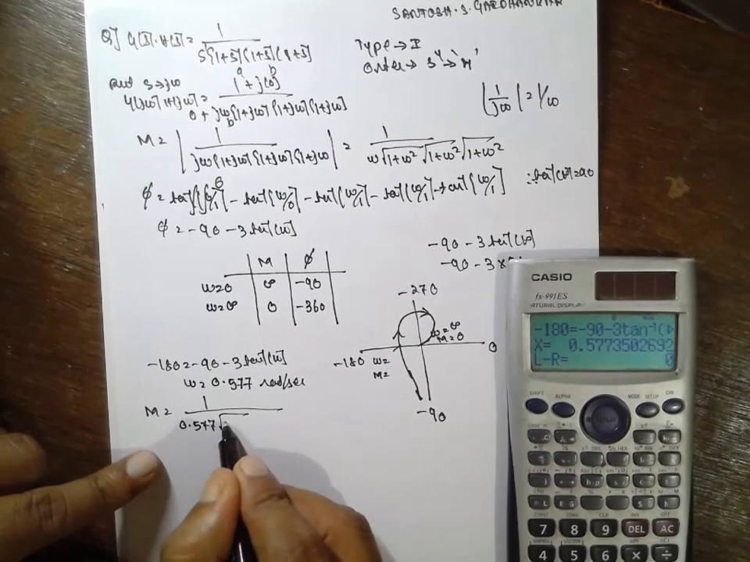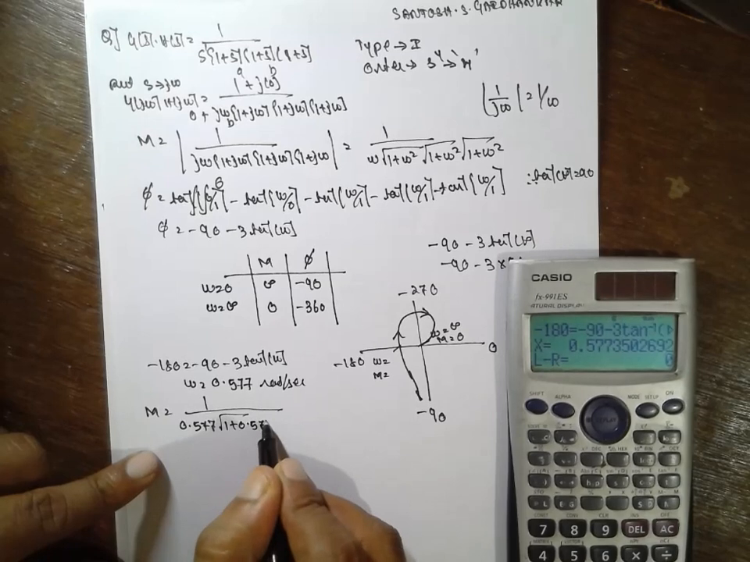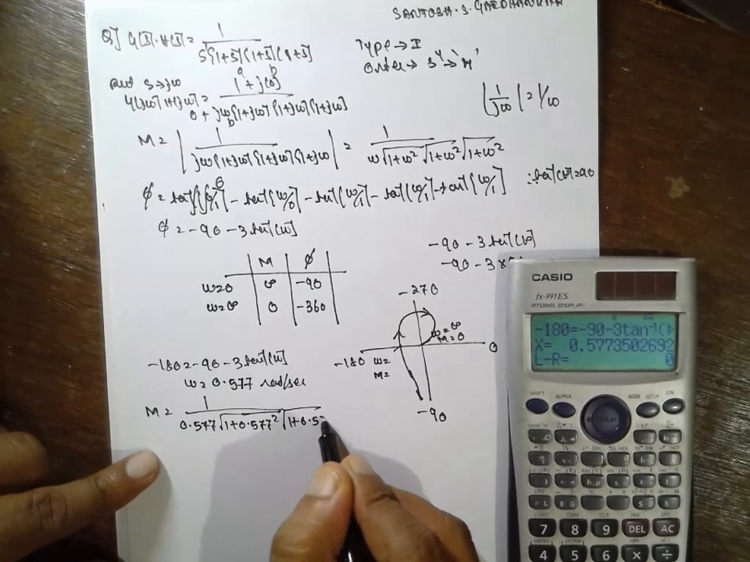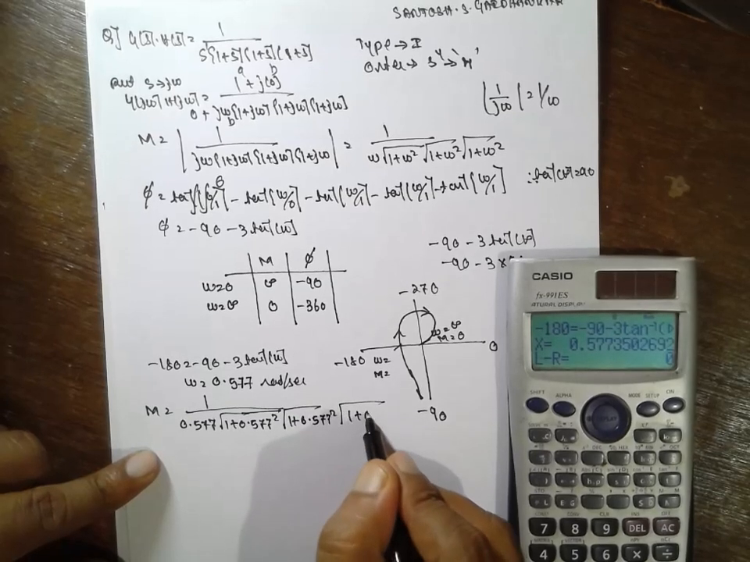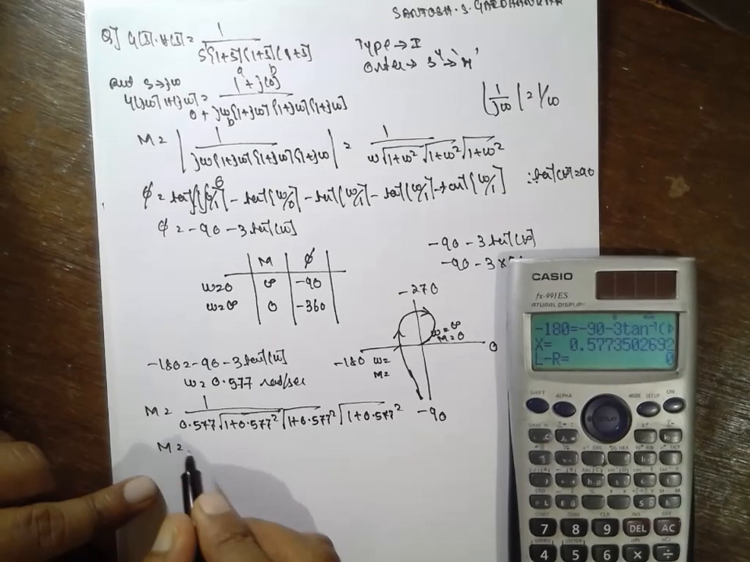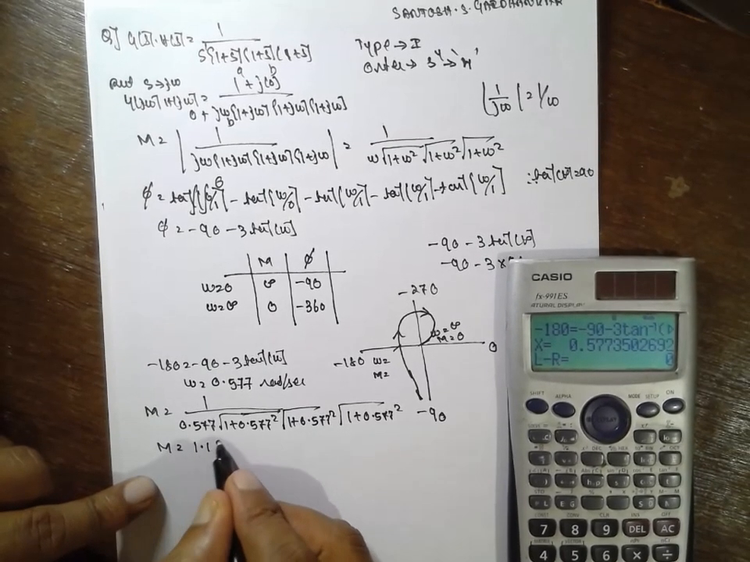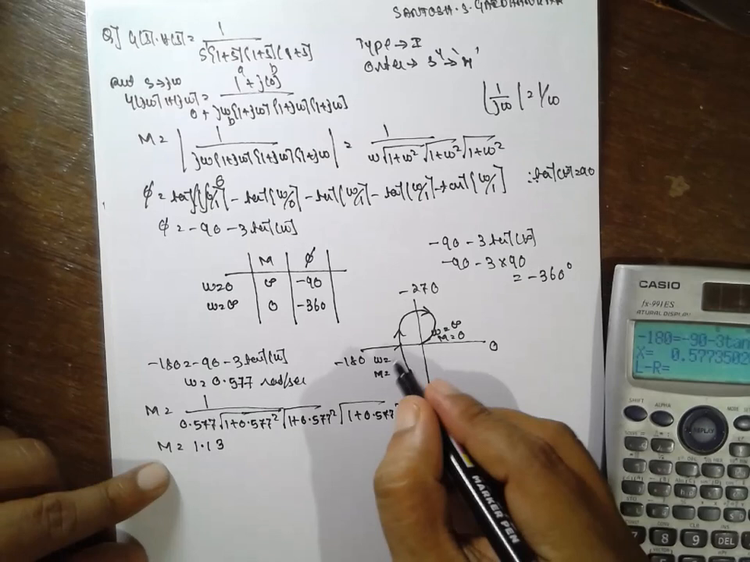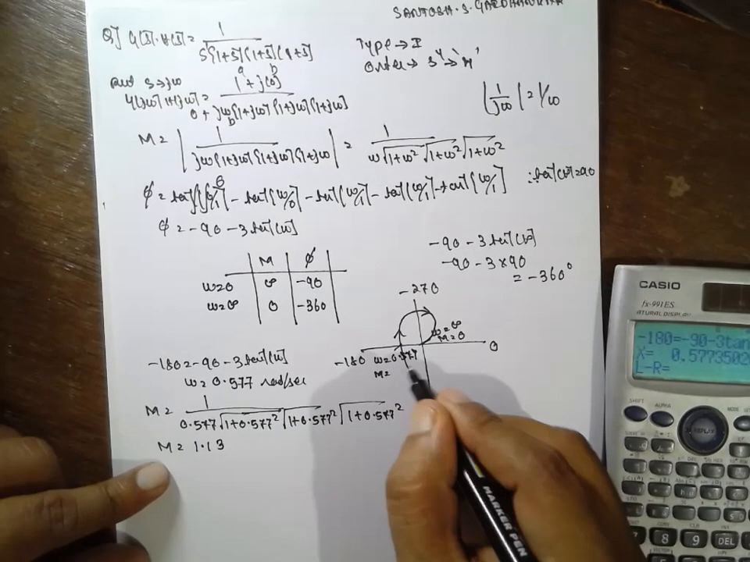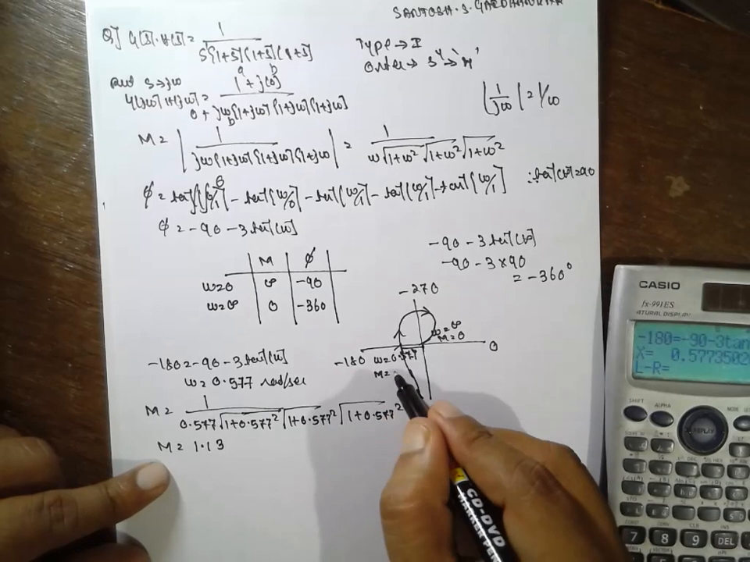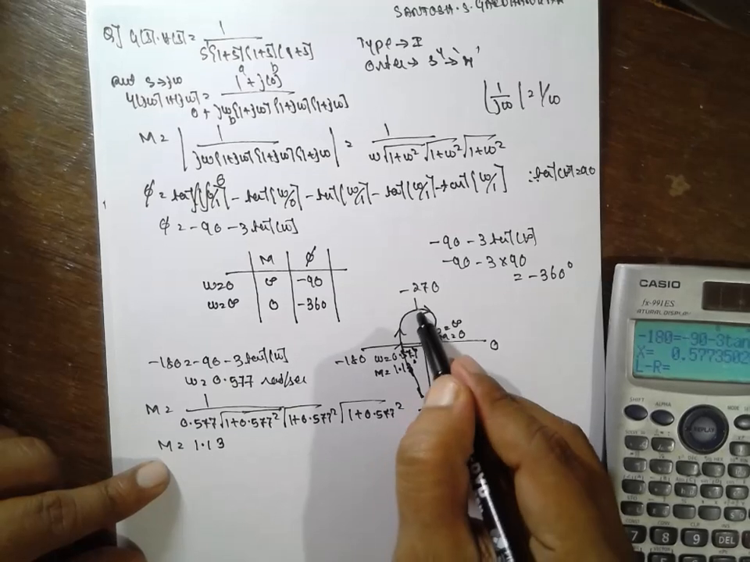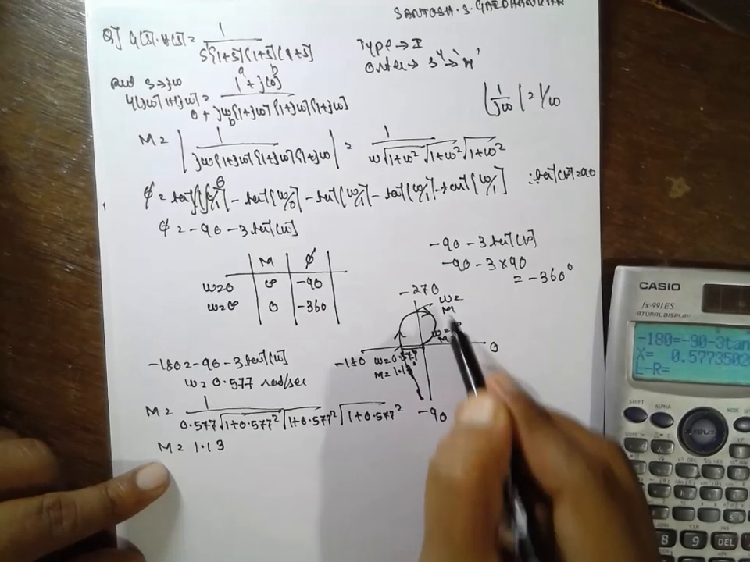Substitute this value in the magnitude. M is equal to 1 divided by 0.577 root of 1 plus 0.577 square, into root of 1 plus 0.577 square, into root of 1 plus 0.577 square. The answer will be 1.13. So at omega 0.577, the magnitude, the distance from this point, will be 1.13.